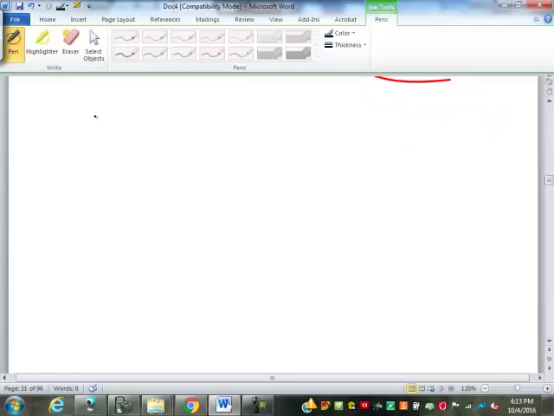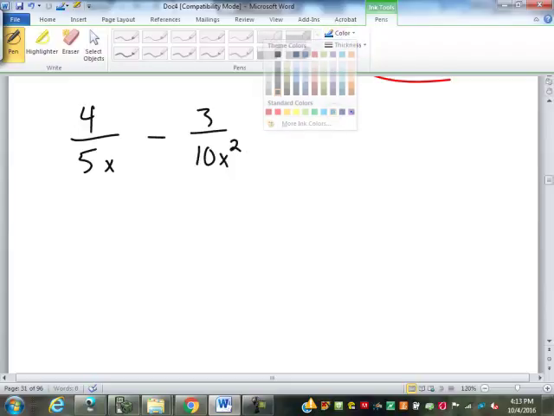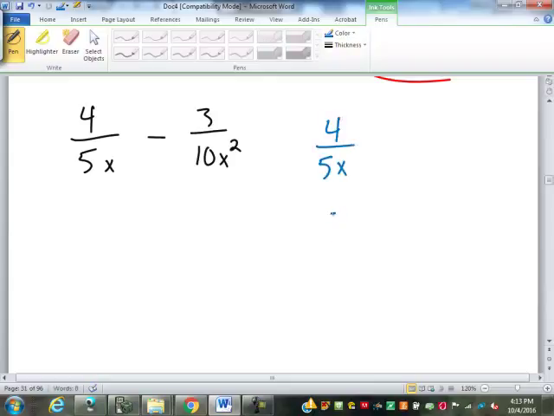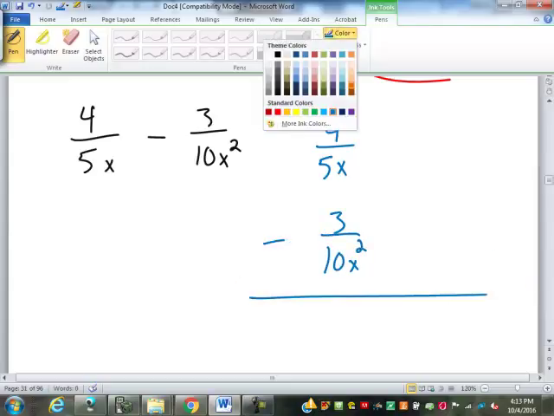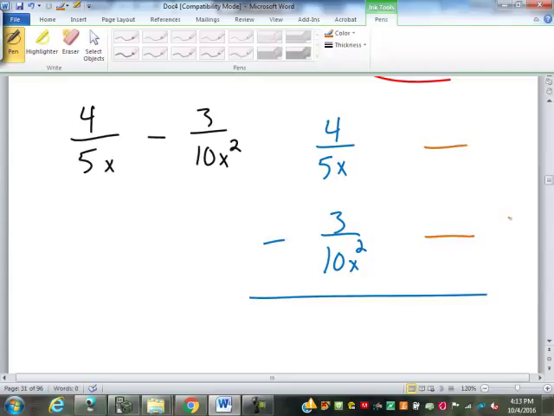So how about 4 over 5x minus 3 over 10x squared? My common denominator for 5 and 10 is going to be what? 10. Good. Least common multiple between 5 and 10 is just 10.